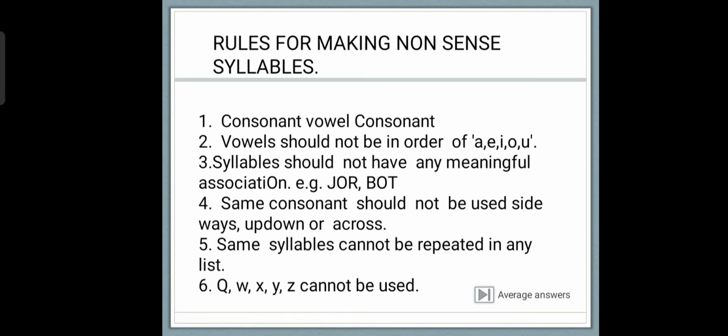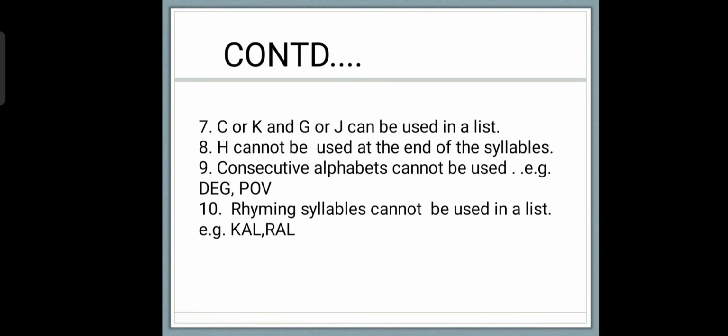Then same syllable cannot be repeated in any list. Like memory span list, then list A, list B, whatever the number of lists, we cannot repeat any of the nonsense syllables in any list. So every list should have a new set of nonsense syllables. Now Q, W, X, Y, Z, or I forgot to mention V also. V, these consonants cannot be used in nonsense syllables.